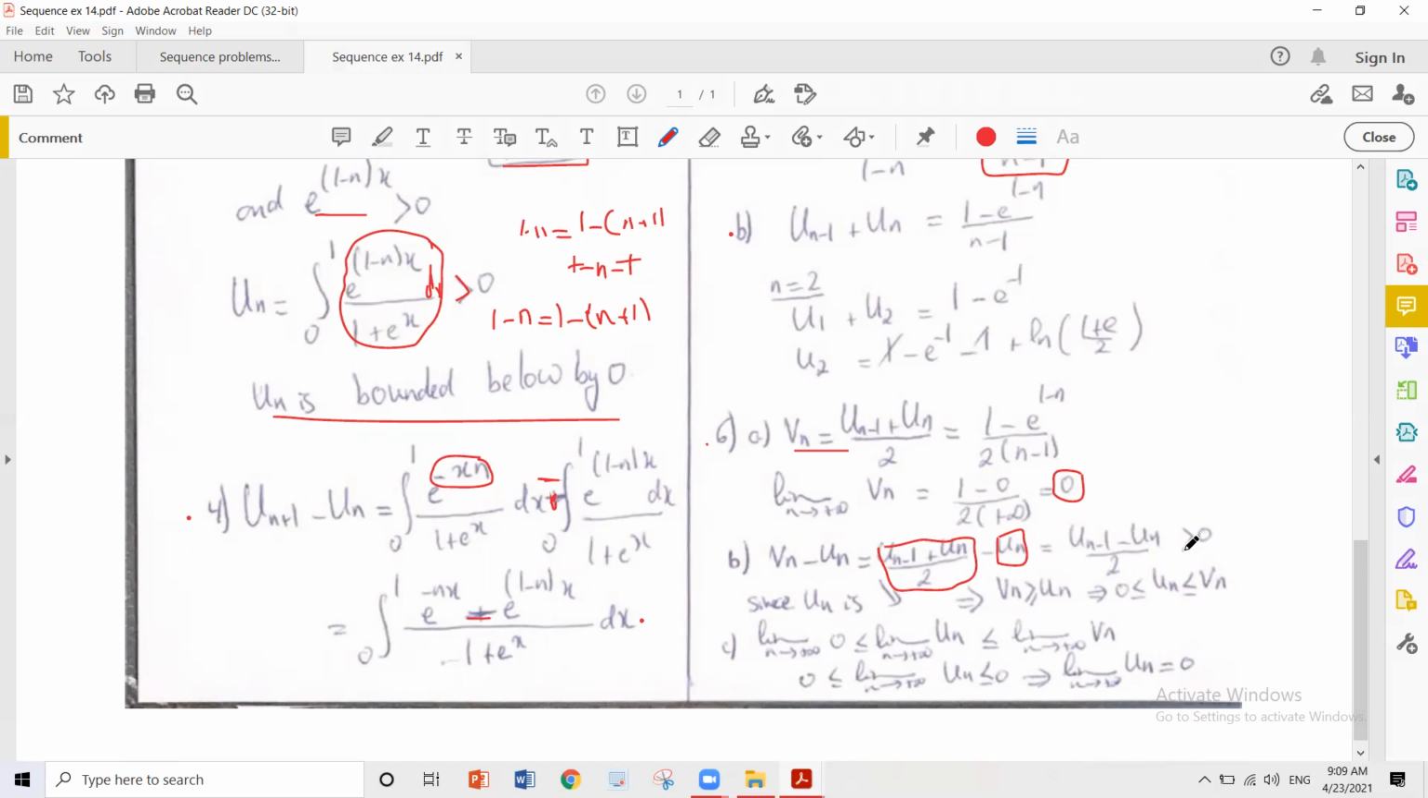But the sequence un is decreasing, which means un minus 1 is greater than un. Since the sequence is decreasing, un minus 1 is greater than un, so this will be positive. Since un is decreasing, it implies Vn is greater than un. It means that un is between 0 and Vn.